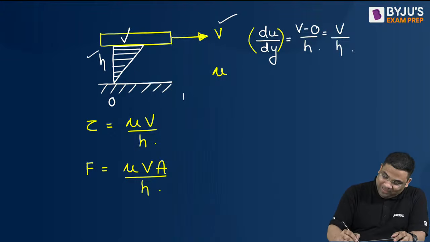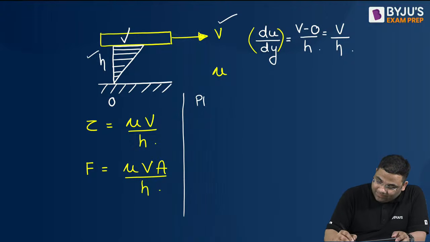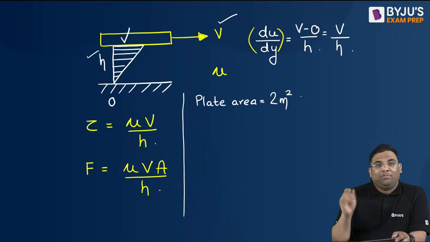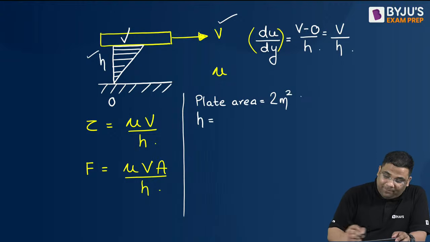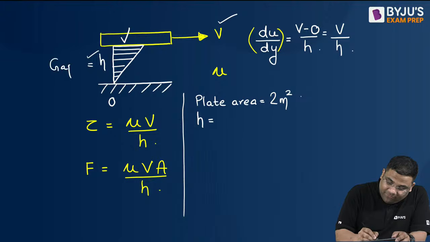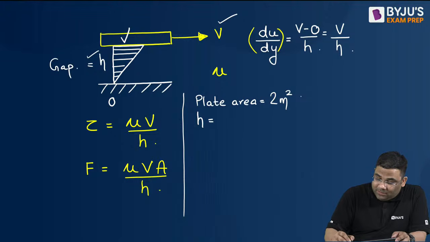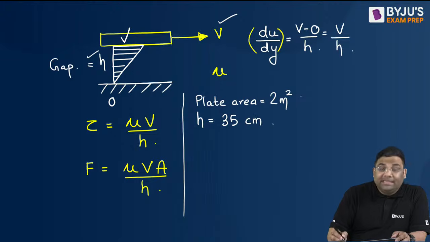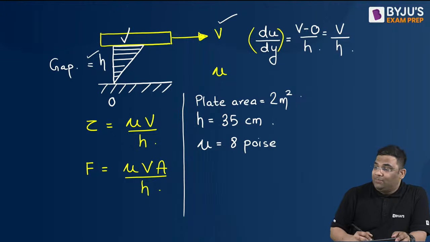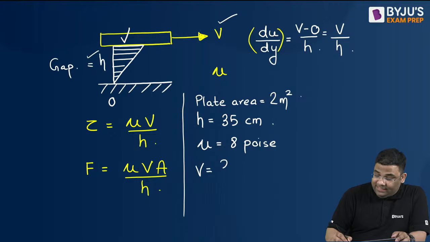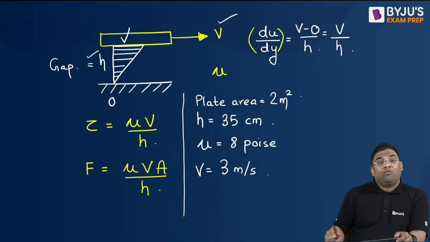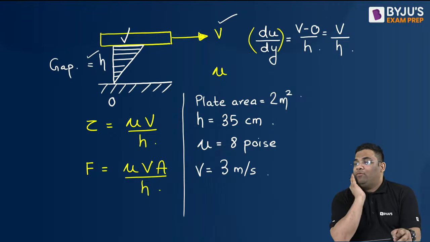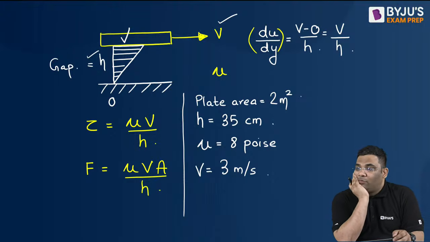Suppose I am giving you that this plate area is 2 meters square, and this is the gap between the plate and the fixed boundary. Suppose the gap is 35 centimeter. And the mu is, suppose, 8 poise, and the plate is moving with a velocity of 3 meter per second. So can you calculate and give me the force required?